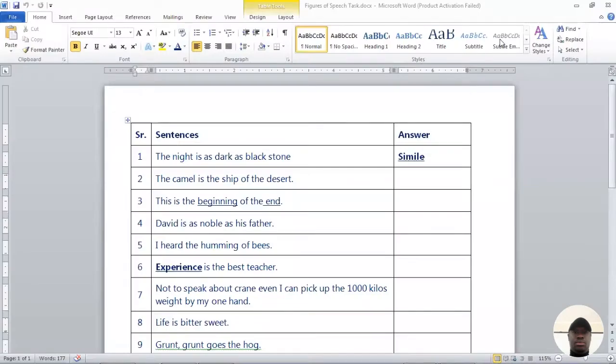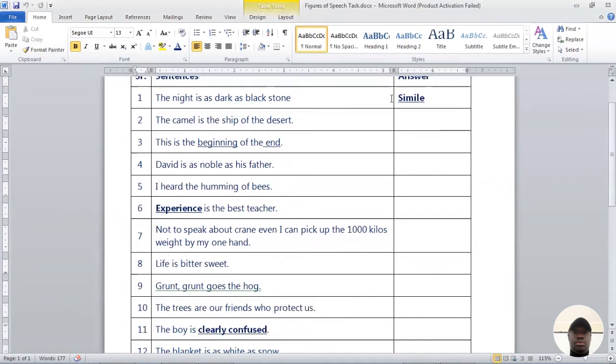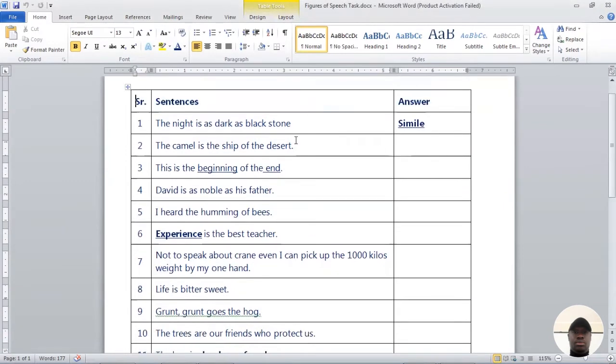I'm recording now. Okay, now the first number one has been done for you. The night is as dark as black stone. Now I don't know what that means. Black stone, I know it's a character in Treasure Island. This is simile because it compares the night with the black stone using as.